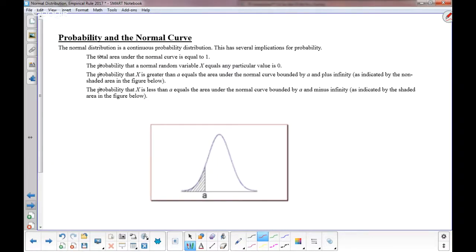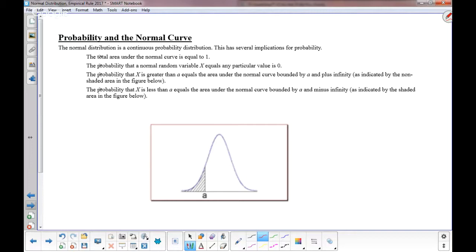All right. So probability of the normal curve. We've been talking about this. If it is a normal curve, a normal distribution, and we actually have a nice mean and standard deviation, we can do the empirical rule. Normal distribution is continuous. A probability distribution has several implications. Total area, which is what we were calculating, adds up to 1. So if you went back and added all those numbers we got, it gives us 100% or 1.